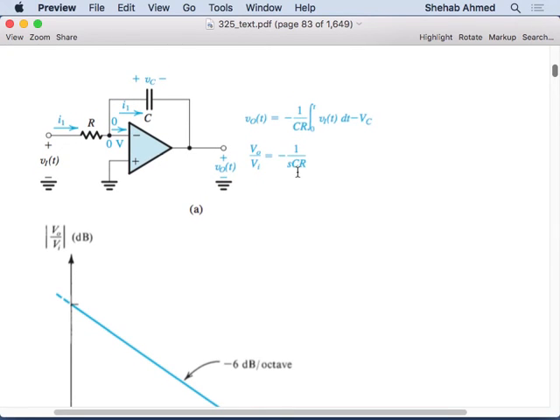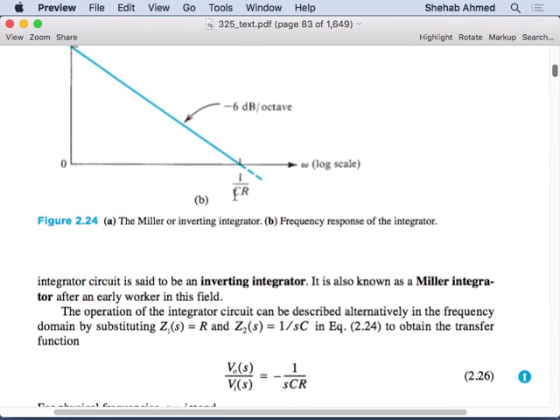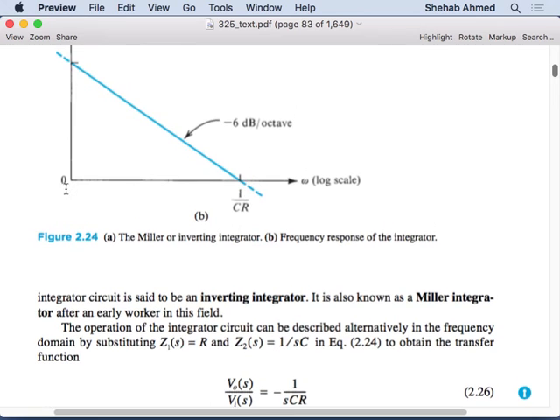When does the gain become 1? When does the gain have a magnitude of 1? When S is equal to 1 over CR. Exactly. So at 1 over CR, 20 times log of the magnitude of 1 is 0 dB.